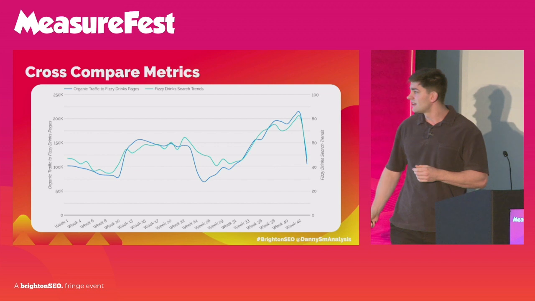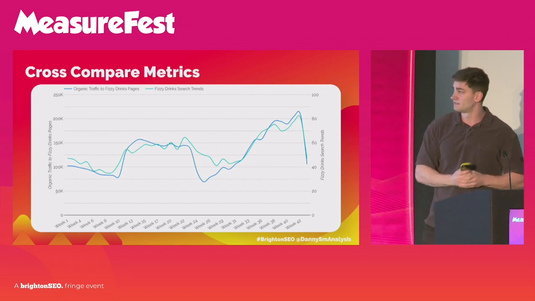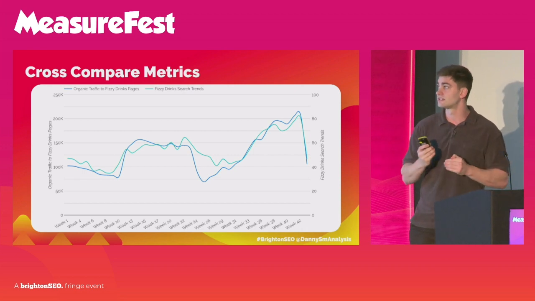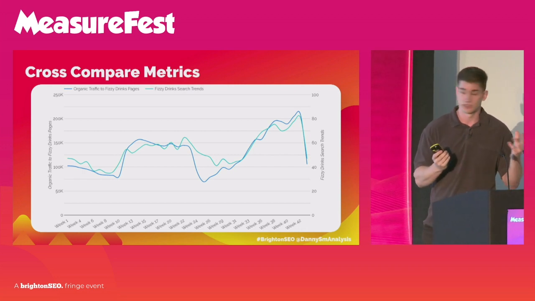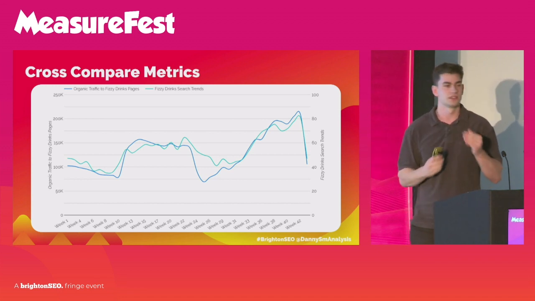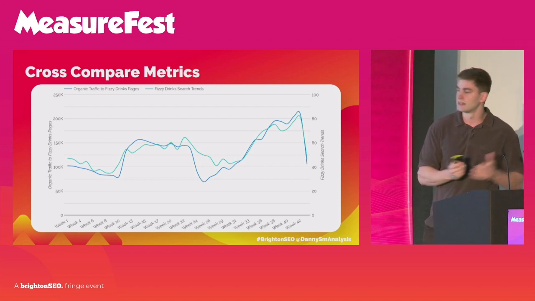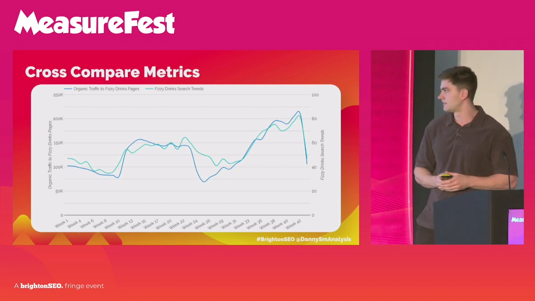The example we've gone for here, Google Analytics data from people visiting fizzy drinks pages and seeing how that correlates to Google Trends data for fizzy drink searches. So you can see in the blue that organic traffic taking quite a big dip, whereas the search trends doesn't dip so much. So begs the question of what's happened here. Is there a dip in rankings? Was there a Google update? That kind of thing.